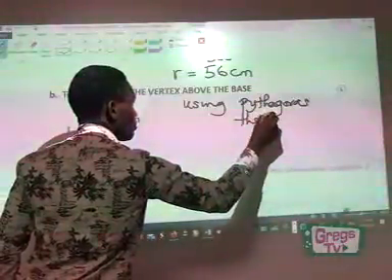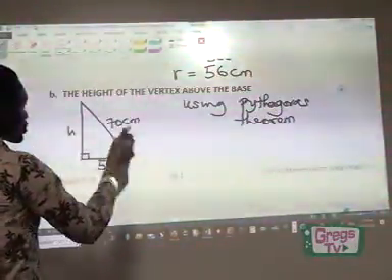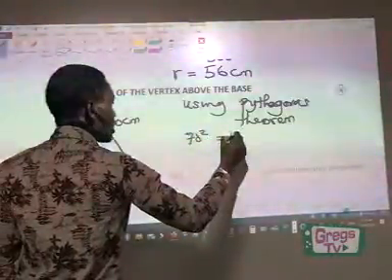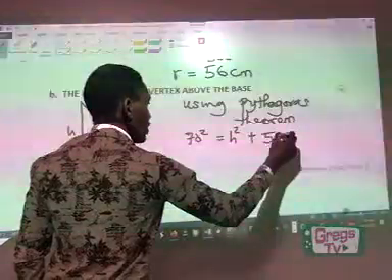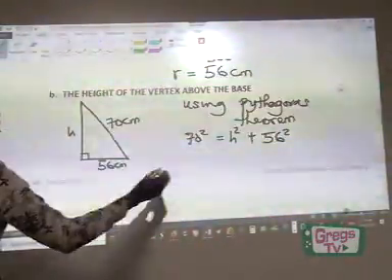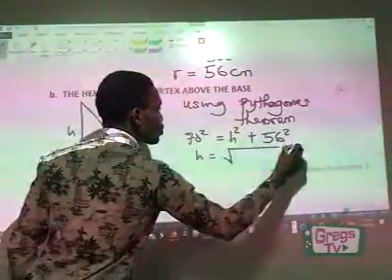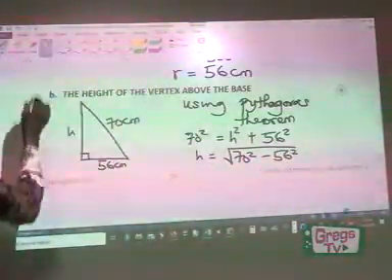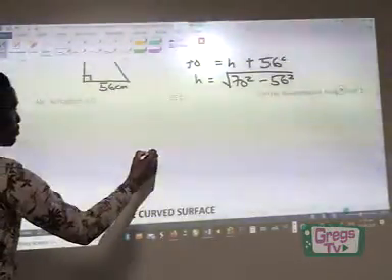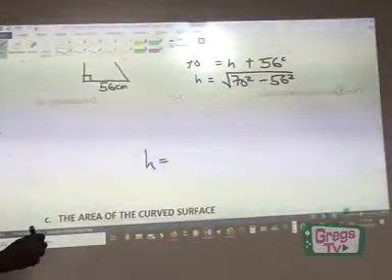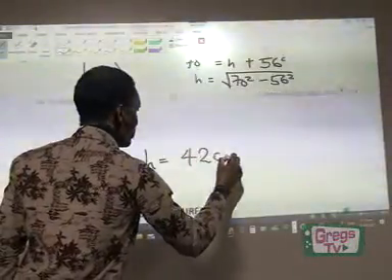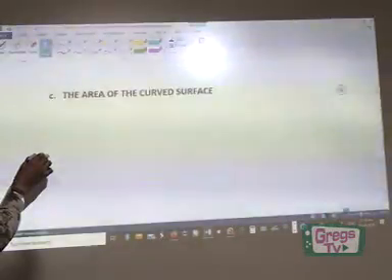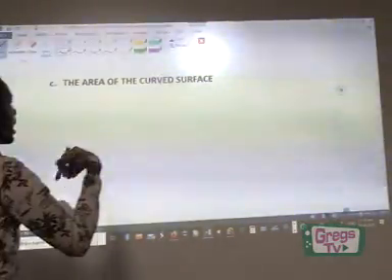And if that is the case, I'm going to be using my Pythagoras theorem. It's going to be the hypotenuse squared, which is 70 squared, equals h squared plus 56 squared. And if you make h the subject of the formula, it's going to be the square root of 70 squared minus 56 squared. And if you do that very well, your h will then be equal to 42 centimeters. That's what you will get.